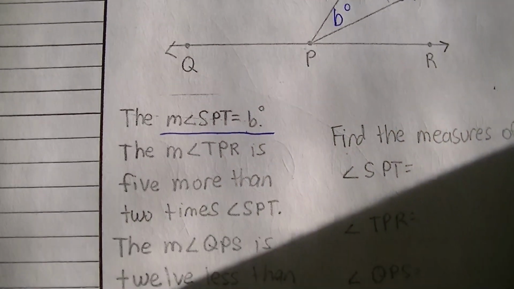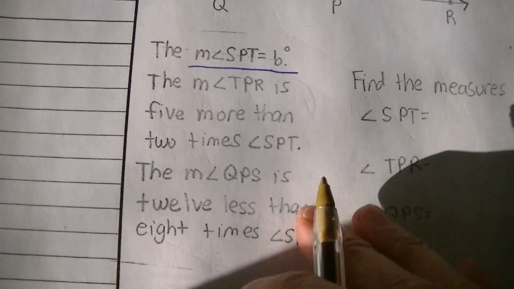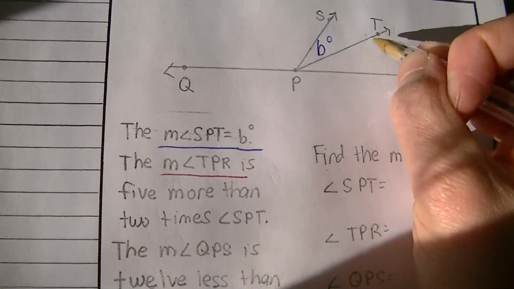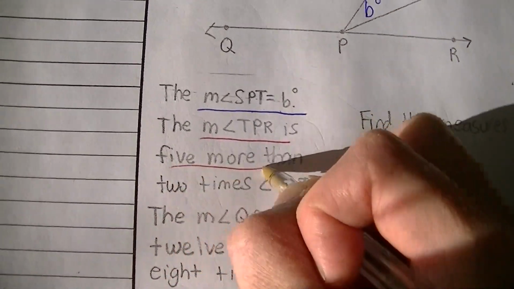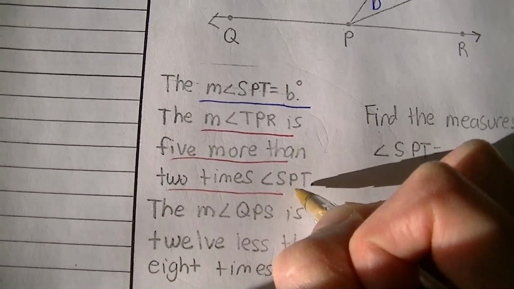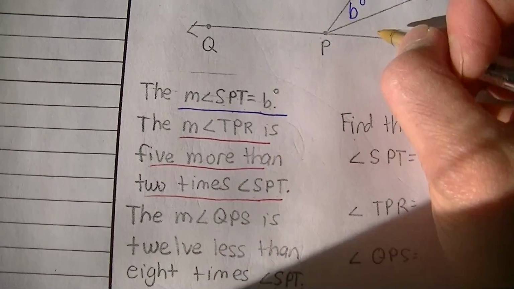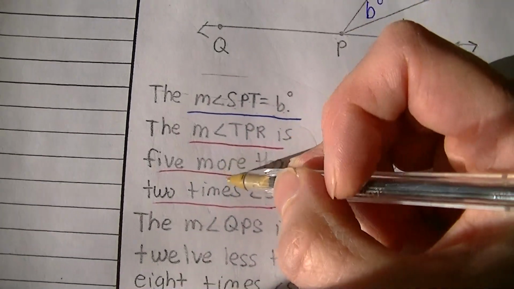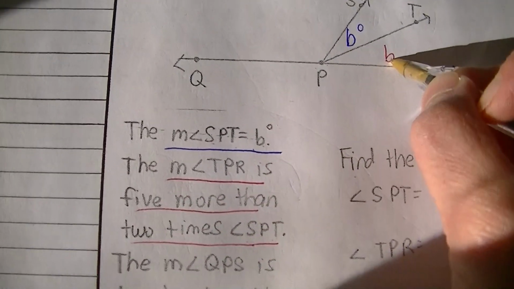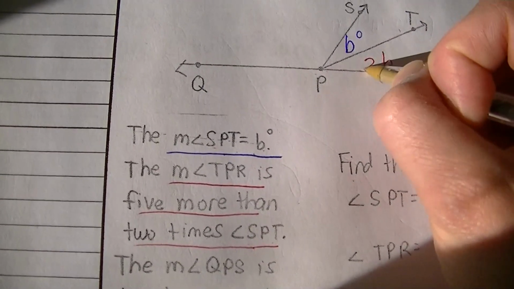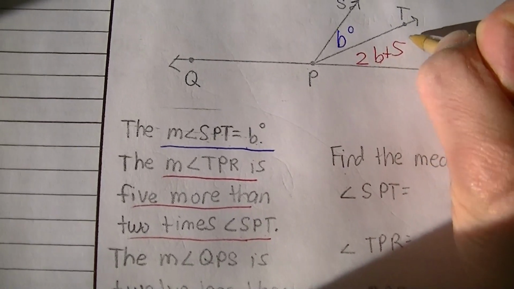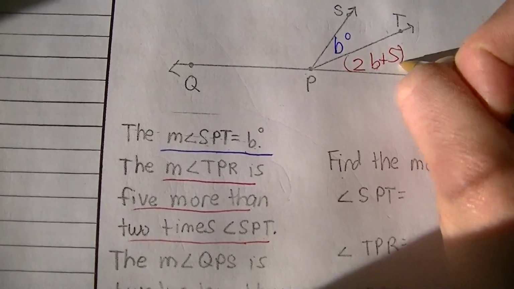And then it says the measurement of angle TPR is 5 more than 2 times SPT. Wasn't SPT B degrees? So let's start with B degrees. 5 more than 2 times this. So I have to show 5 more than 2 times this. Here's 2 times this plus 5 more. And that's going to be its degree measurement, okay?